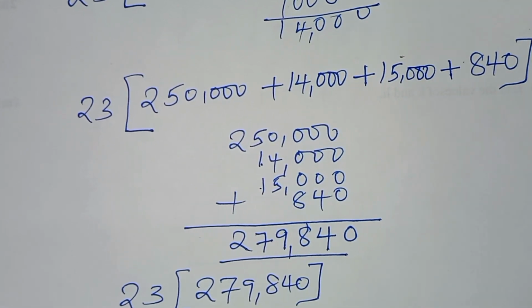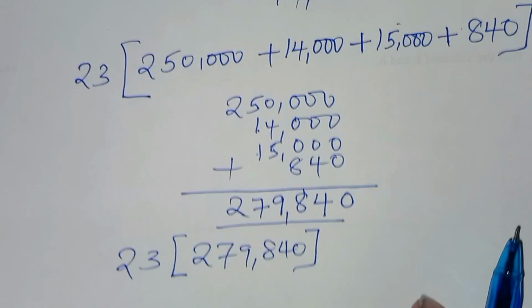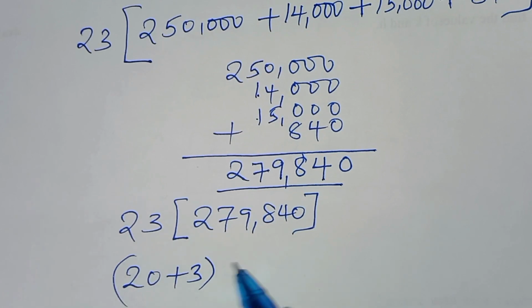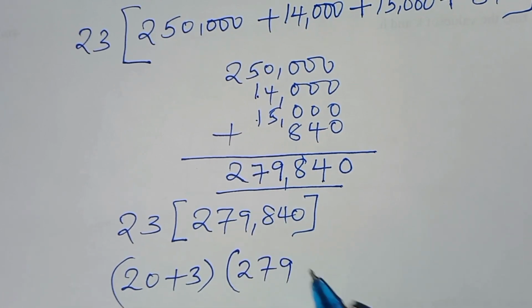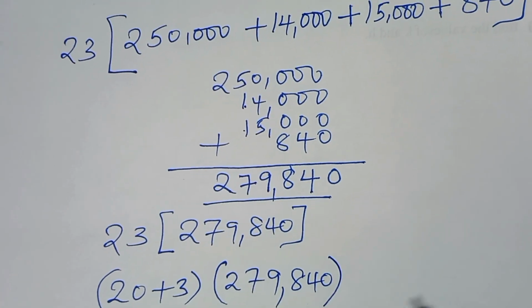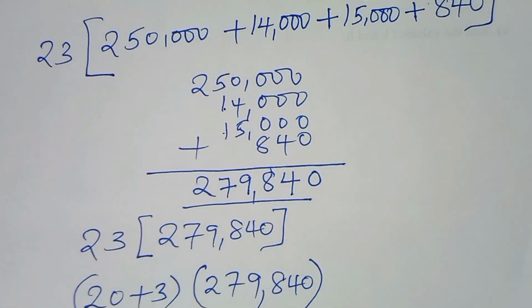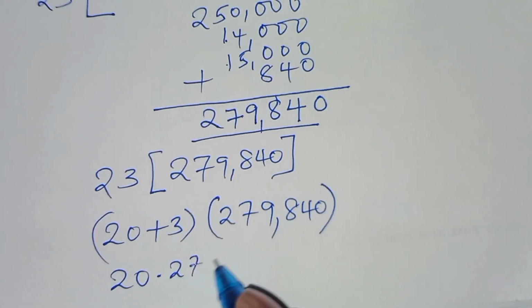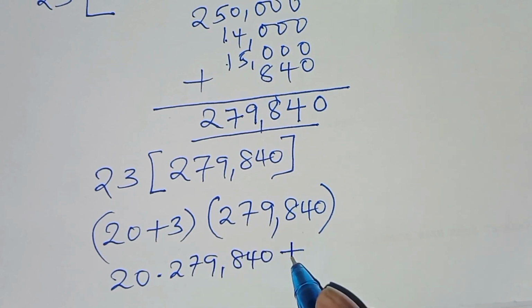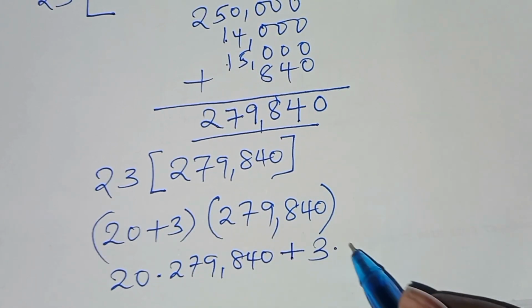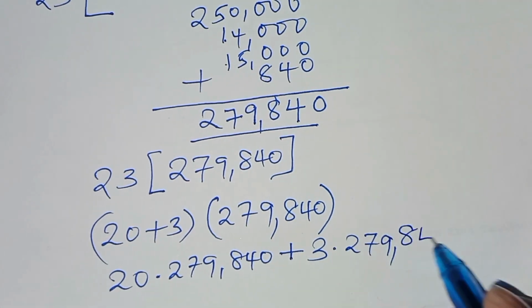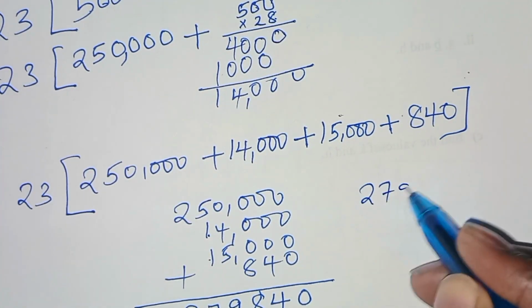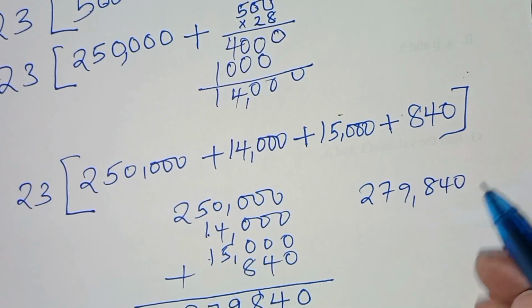The next step here, we have 23 multiplied by 279,840. So in this case, we can express 23 as 20 plus 3, multiplied by 279,840. So in this case, we have 20 multiplied by 279,840 plus 3 multiplied by 279,840. So here we have 279,840 multiplied by 20.